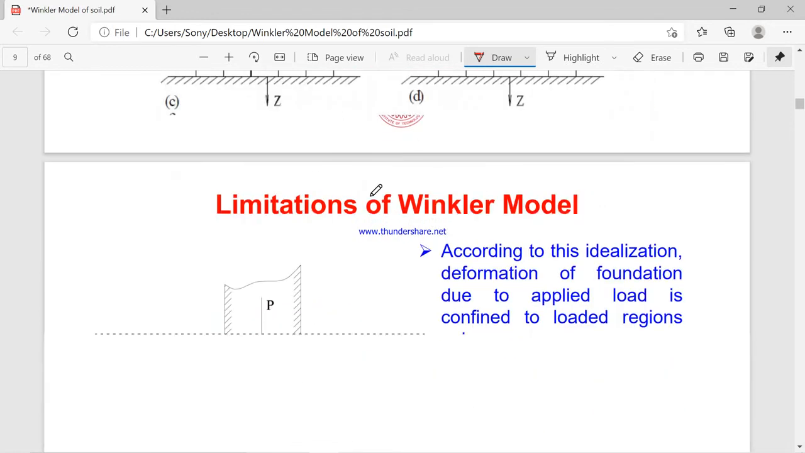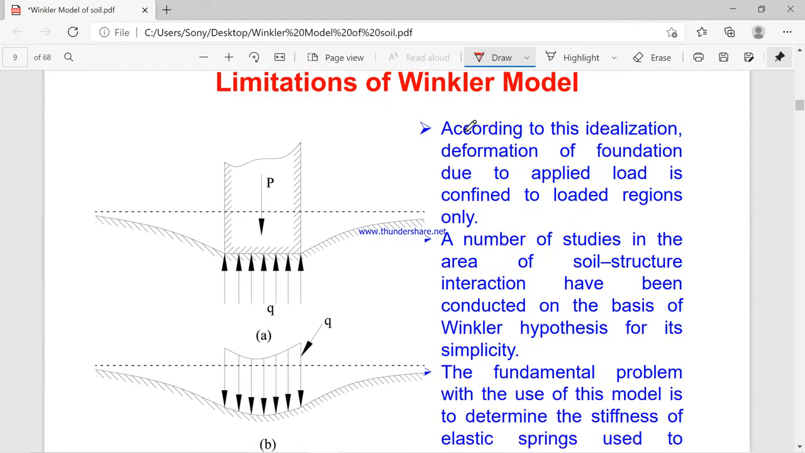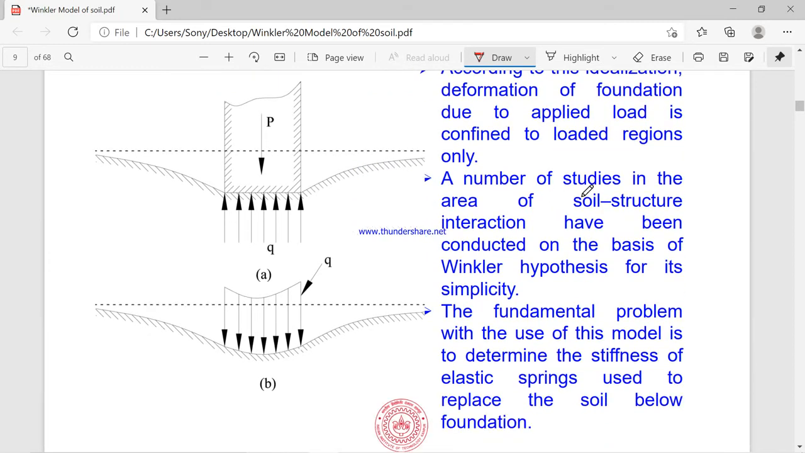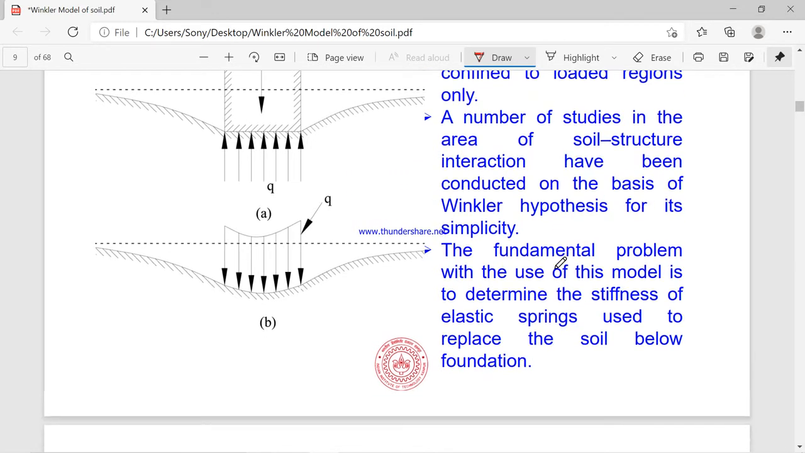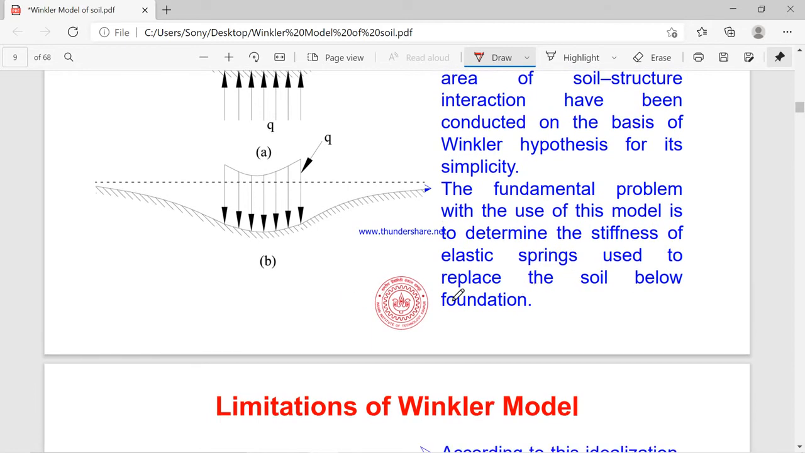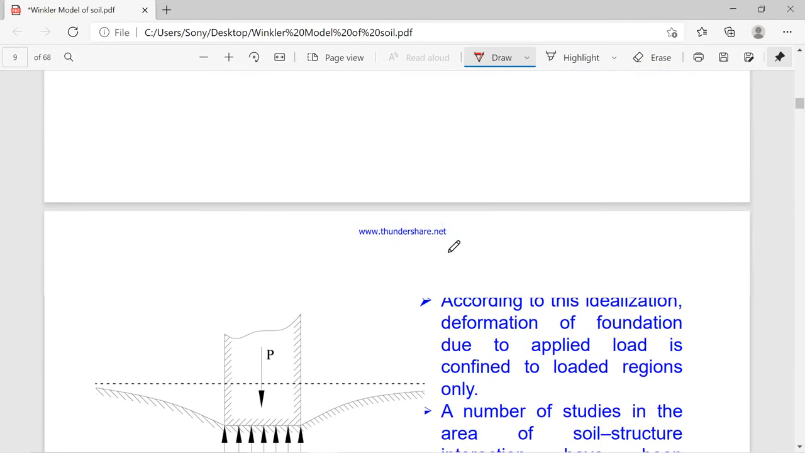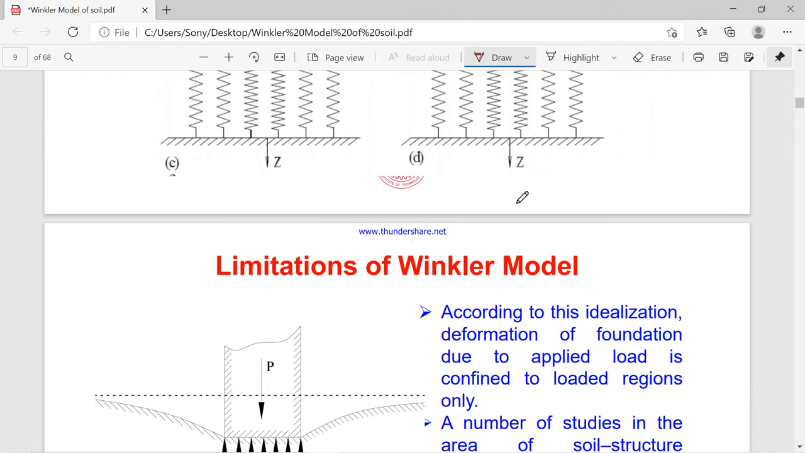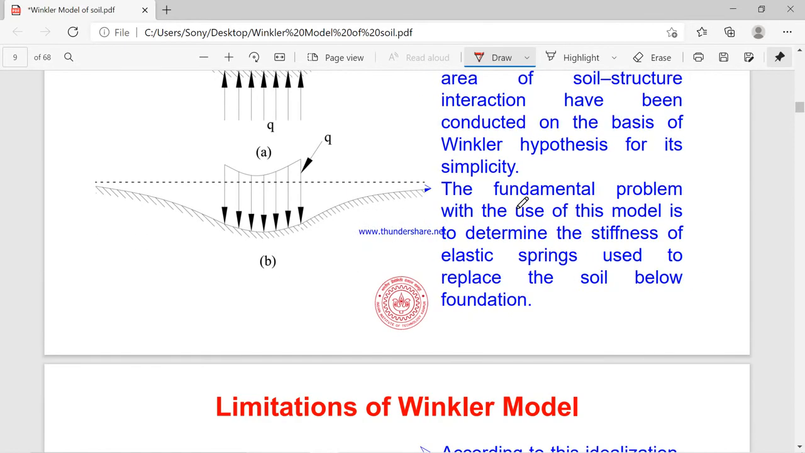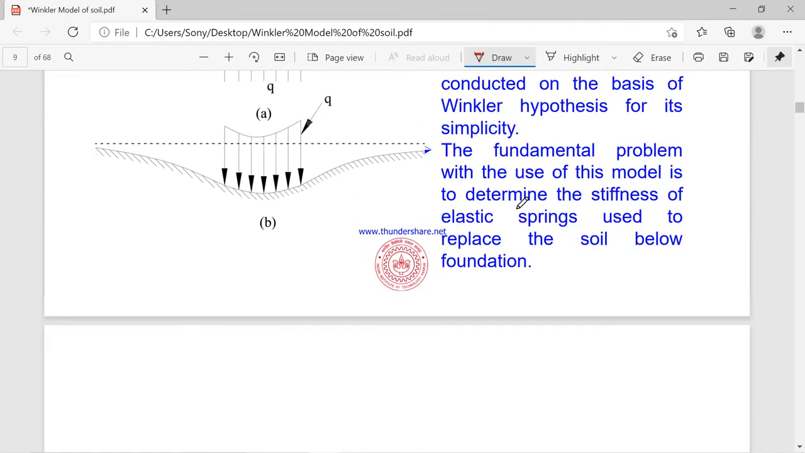This is a typical diagram by which the external loading can be applied at different locations. So what are the limitations of the Winkler model? According to the idealization, deformation of the foundation due to the applied load is confined to the loaded region only. A number of studies in the area of soil-structure interaction have been conducted on the basis of the Winkler hypothesis for its simplicity. The fundamental problem with this model is to determine the stiffness of the elastic spring used to replace the soil below the foundation. That means we have to calculate the spring stiffness first while modeling the structure, and only then can we apply the spring model in the foundations.